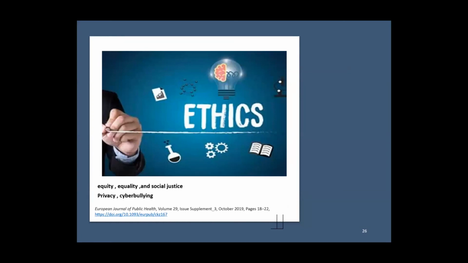The ethics of using health promotion strategies and digital tools are normative, and related to equity, equality, and social justice. It is related more to health promotion practice, like, as I mentioned earlier, how we can protect our users' privacy and protect them from bullying in the digital world.